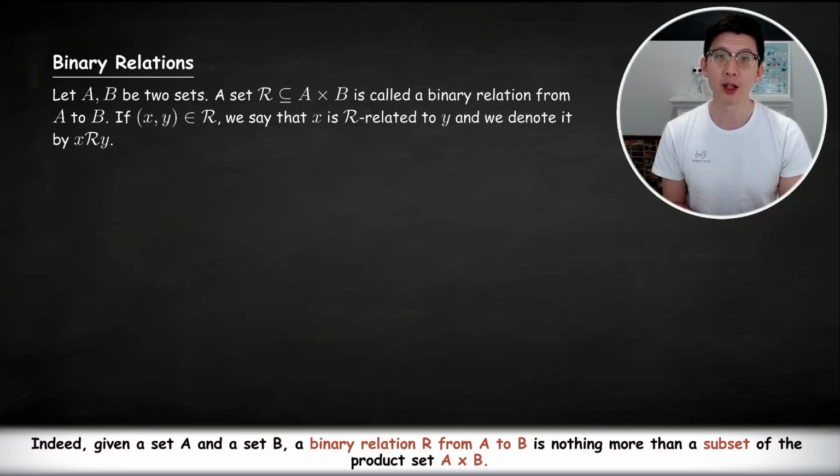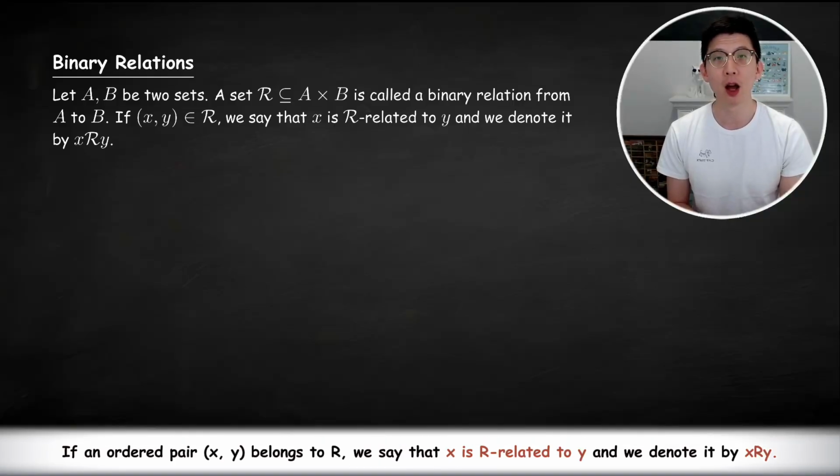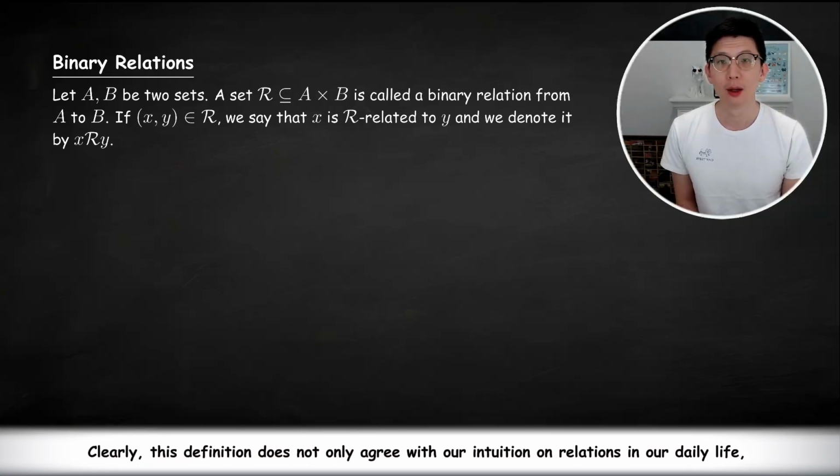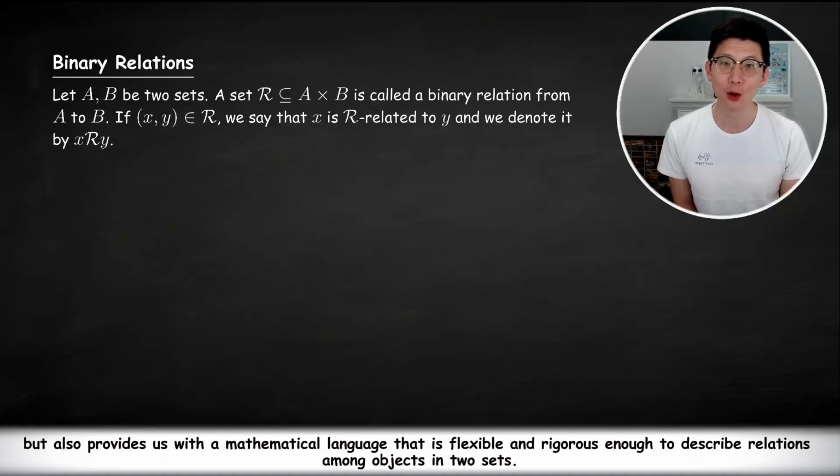Indeed, given a set A and a set B, a binary relation R from A to B is nothing more than a subset of the product set A cross B. If an ordered pair (x, y) belongs to R, we say that x is R-related to y, and we denote it by xRy. Clearly, this definition does not only agree with our intuition on relations in our daily life, but also provides us with a mathematical language that is flexible and rigorous enough to describe relations among objects in two sets.